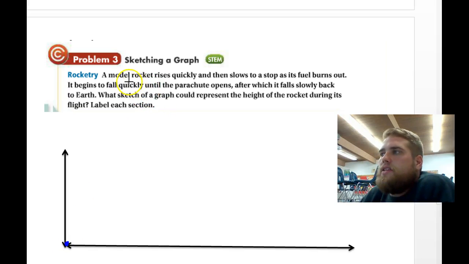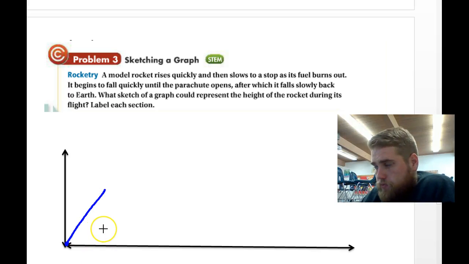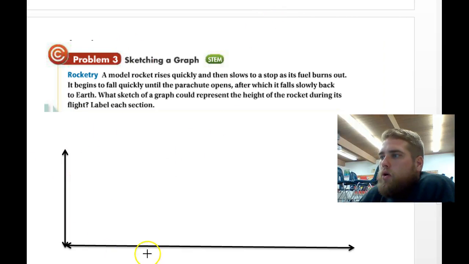Then it says the model rocket rises quickly. So we're going to rise quickly, right? Actually we should probably label our axes first too. So let's just start over. We're going to need time down here, and then we probably want height, how high our rocket goes. Once again, we start off at 0, 0.